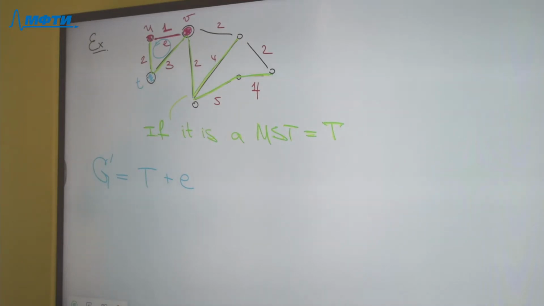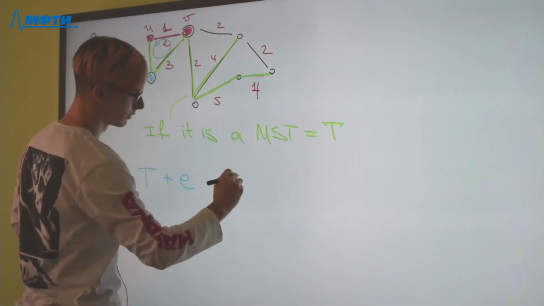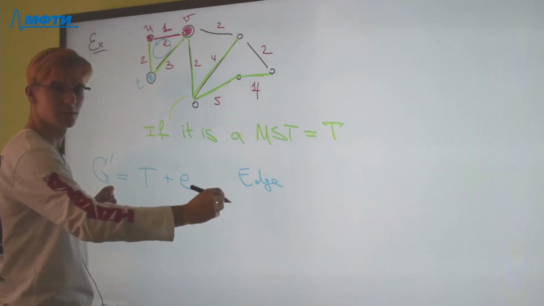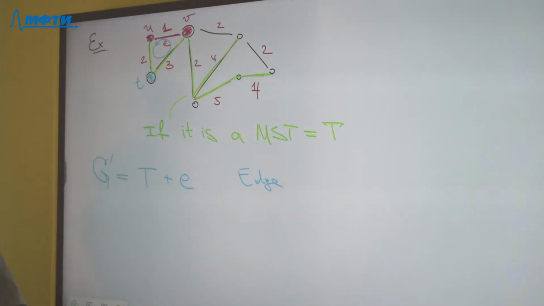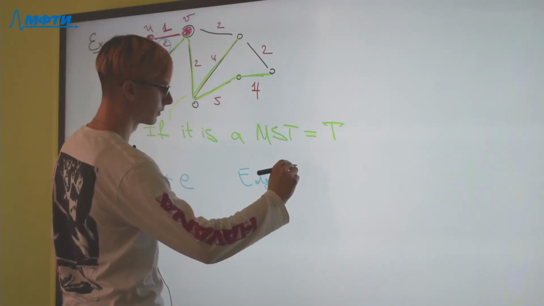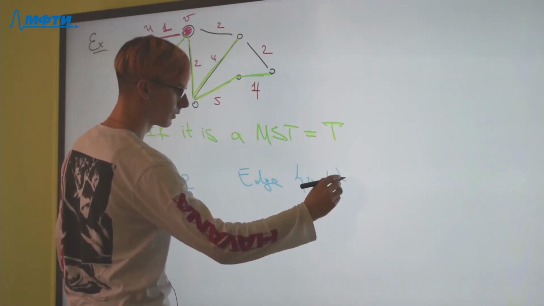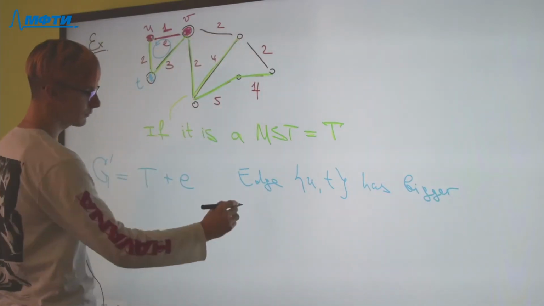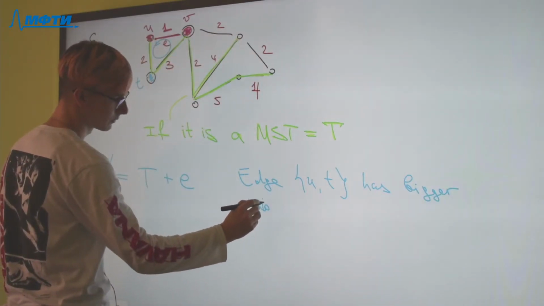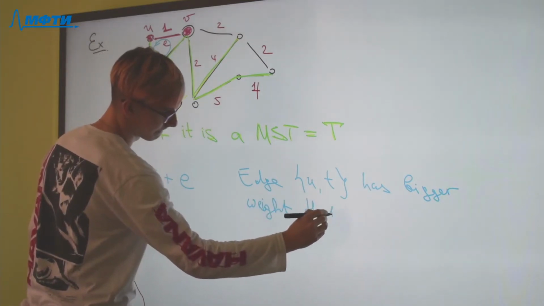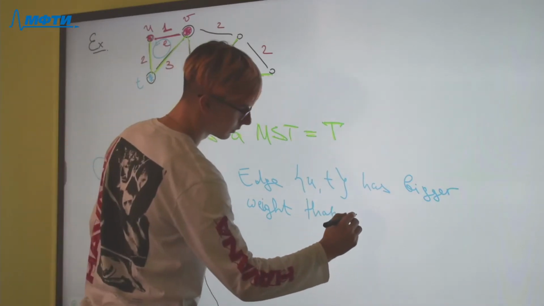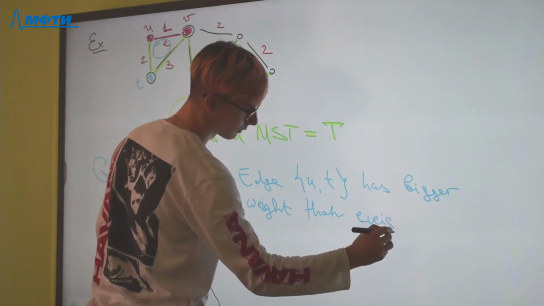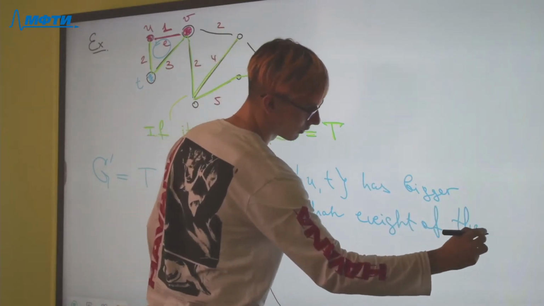And as E has a minimum of weights of edges, we say that the weight of edge UT is bigger than the weight of the E.